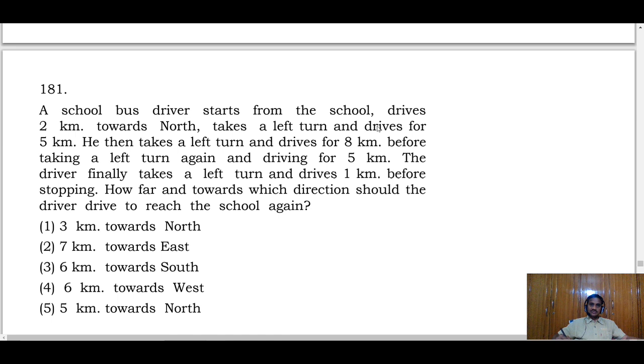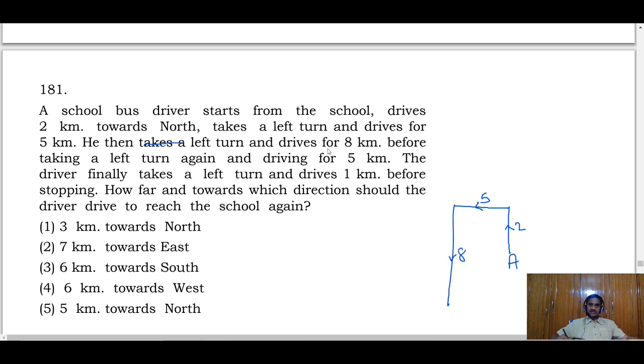A school bus driver starts from the school, drives 2 kilometers towards north. Now this is the starting point. From here, 2 kilometers towards north. Takes a left and drives for 5 kilometers. Left hand side, and drives for how many kilometers? 5 kilometers. And he then takes a left and drives for 8 kilometers.